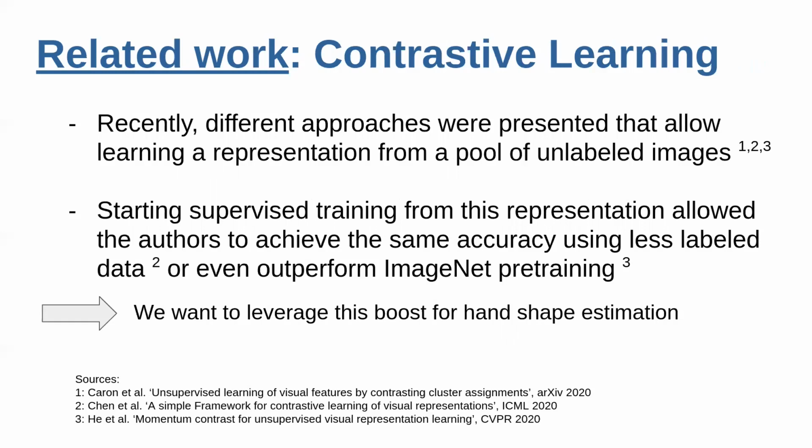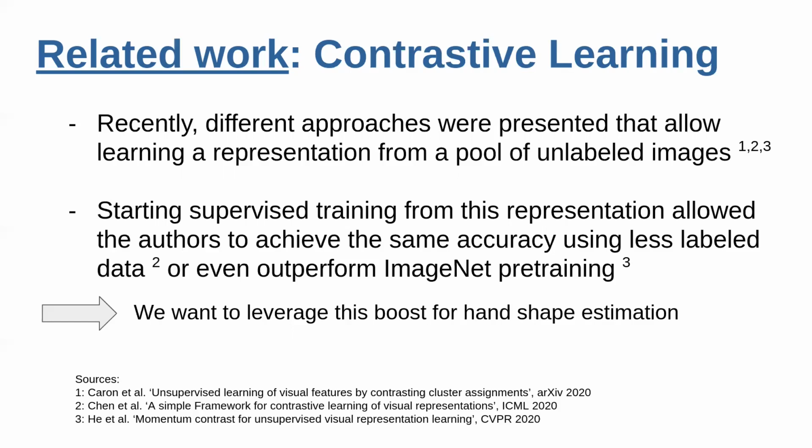For other tasks, approaches were presented that can learn meaningful representations from datasets of unlabeled images. These often formulate pretext tasks, and recently contrastive approaches have become popular. They have allowed researchers to achieve the same accuracy using less labeled data, or to outperform ImageNet-based pretraining, which is the current gold standard in hand shape estimation.